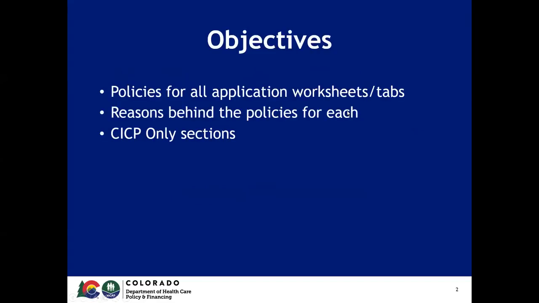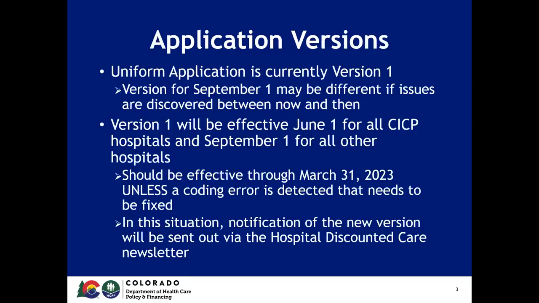Today, again, we're going to talk about policies for all the application worksheets or tabs, since it is an Excel file. We'll talk about the policies for each, and we'll also talk about CICP only sections. The uniform application is currently version 0.1, it's not version 1 yet. There will be an update from things that we identified yesterday that people asked us to change, and I'll go through those when we get to the actual application.